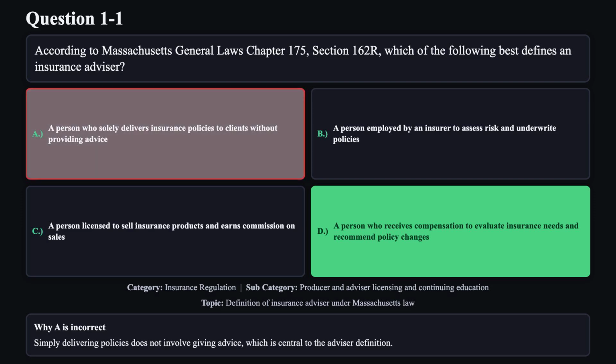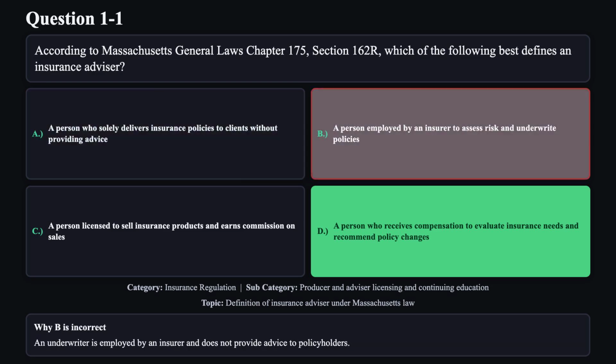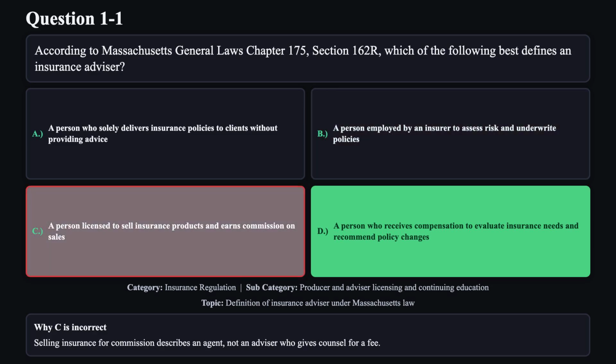Reason A is not correct. Simply delivering policies does not involve giving advice, which is central to the advisor definition. Reason B is not correct. An underwriter is employed by an insurer and does not provide advice to policyholders. Reason C is not correct. Selling insurance for commission describes an agent, not an advisor who gives counsel for a fee.